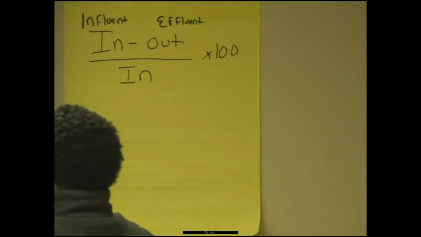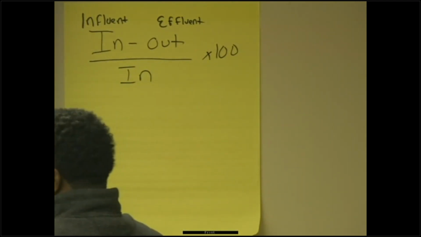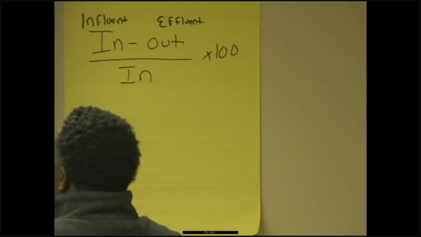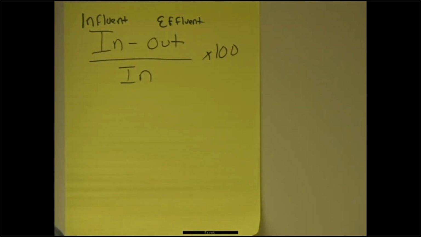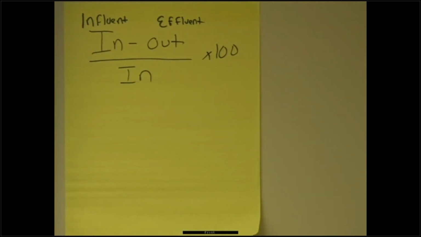So when you're calculating percent removal, this is actually a calculation that's got to be done three times and then averaged. So you've got to calculate each month's percent removal and then get an average of the three. And let me give you a quick example of what that means.